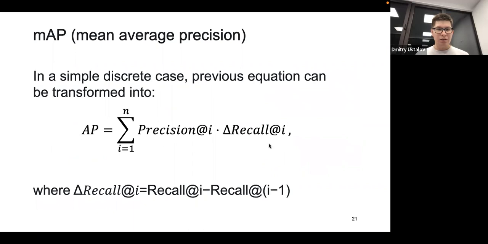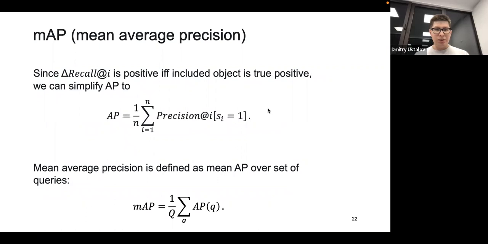And in practice, we usually work in the discrete case. We don't have those integrals, and we can transform the previous equation into this very simple sum. So at every level i, we take the product of precision at i and delta of recall at i. And this allows us to simplify this to a very simple formulation.